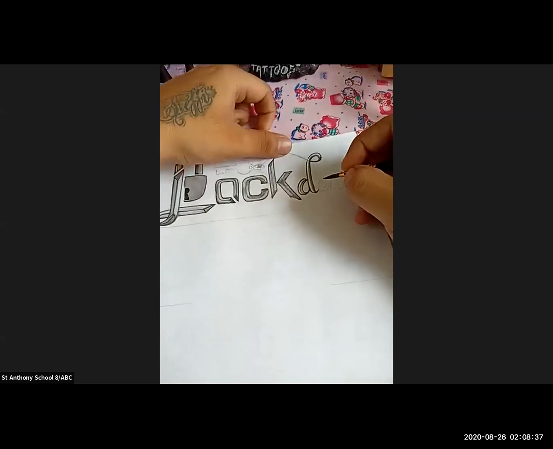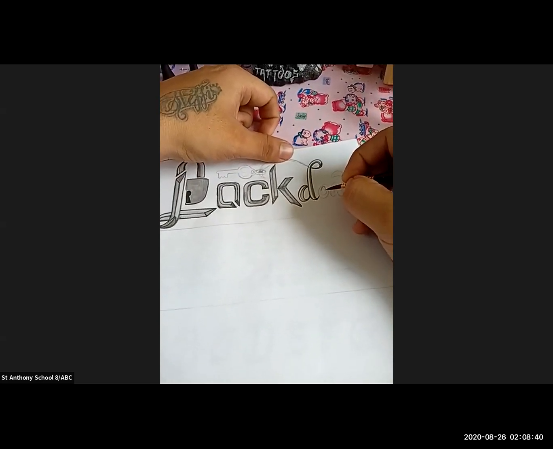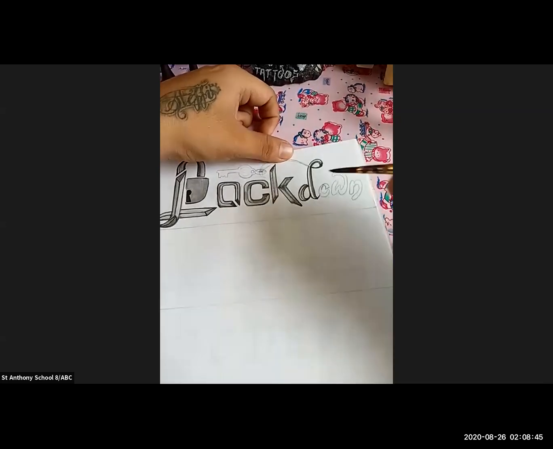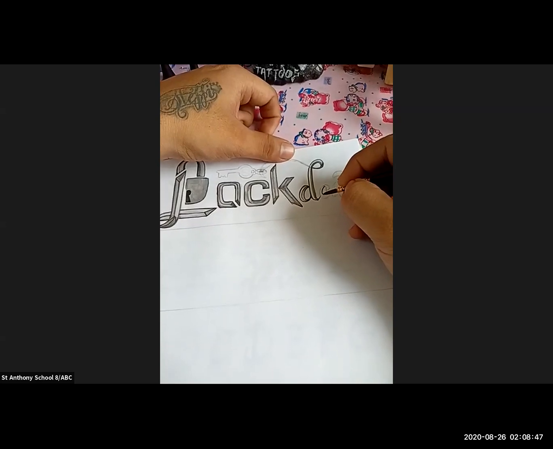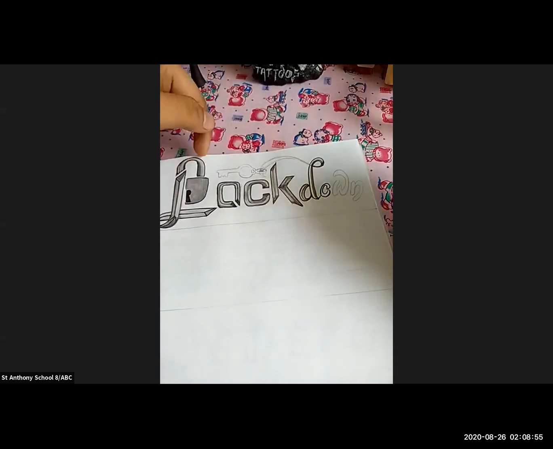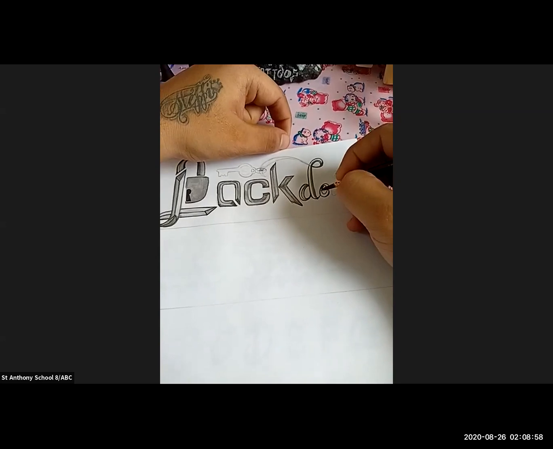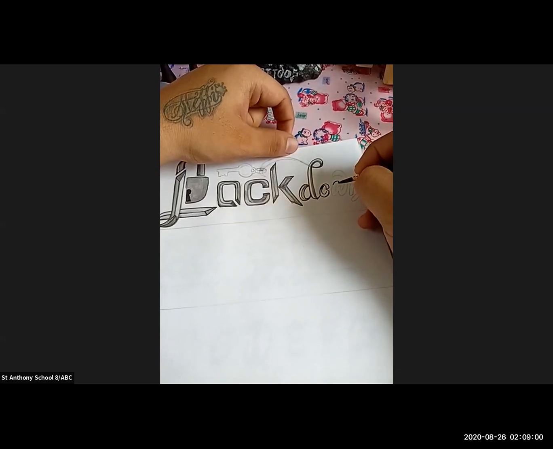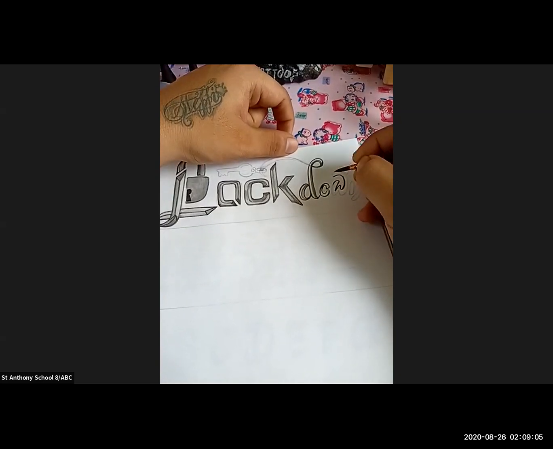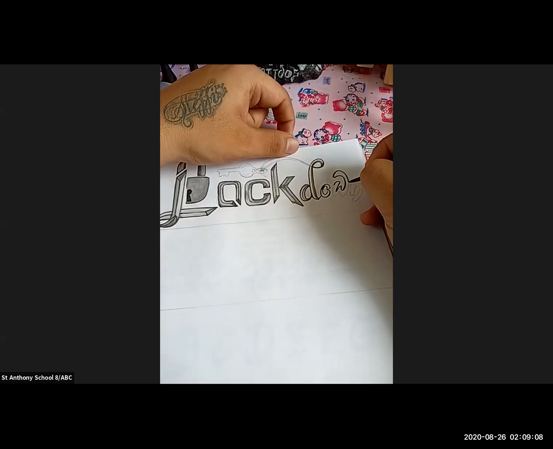So here I am completing my lockdown. This is called lettering. This is also called lettering, and it is something like calligraphy also. So what you have to do is go home and write this lockdown. You have to write this lockdown with your own idea. You have to create a lettering of lockdown with your own ideas. This is my own idea which I am doing over here. So you can do it the same way.